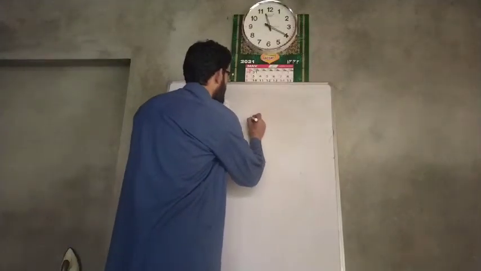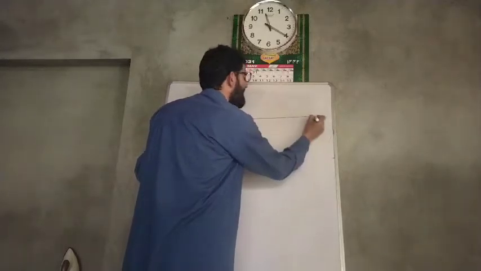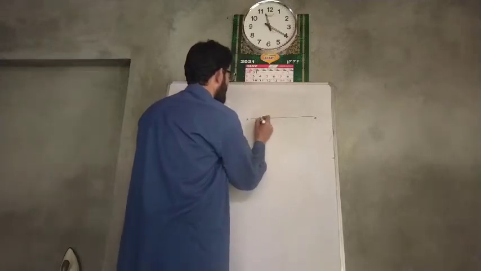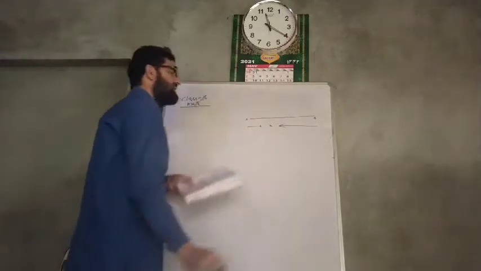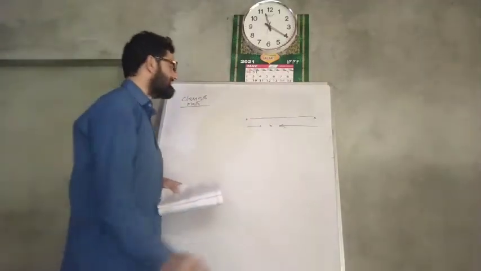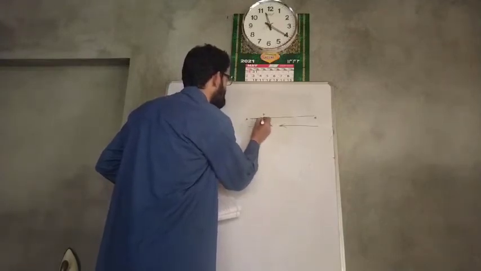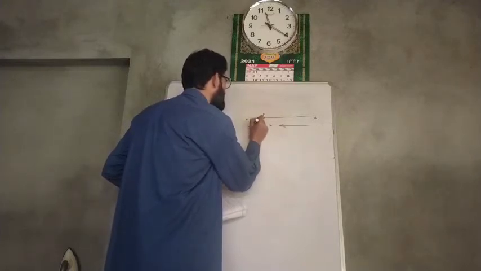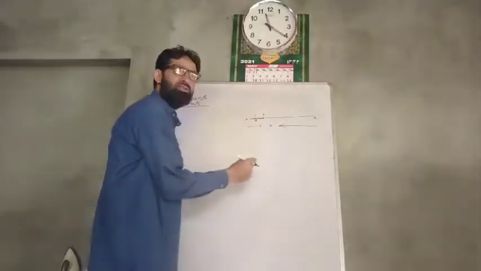Now let this be the total distance, this is x, from A to B. The total distance which a taxi covers is x, and for the first kilometer, this is P here. From A to P, this is the first kilometer, and for the first kilometer the fare is ₹8.